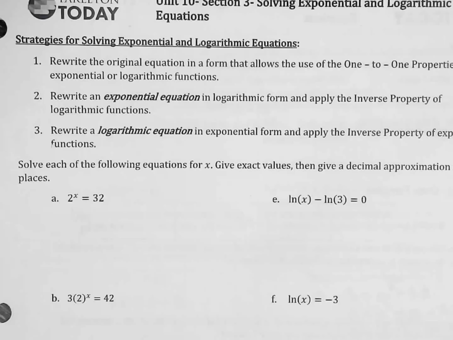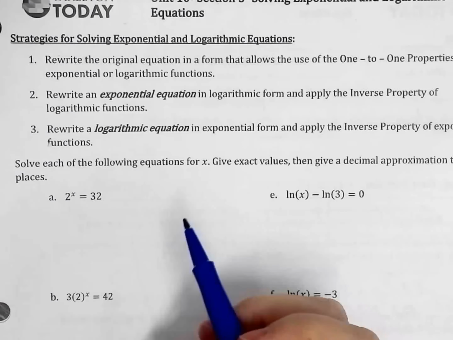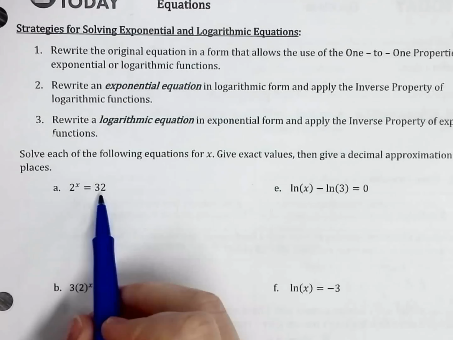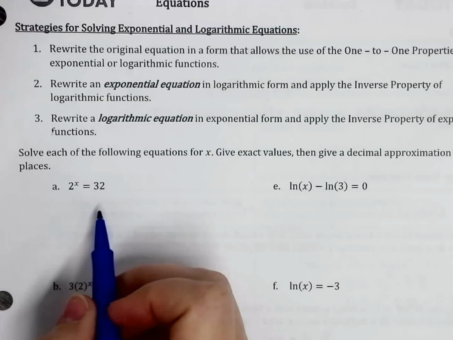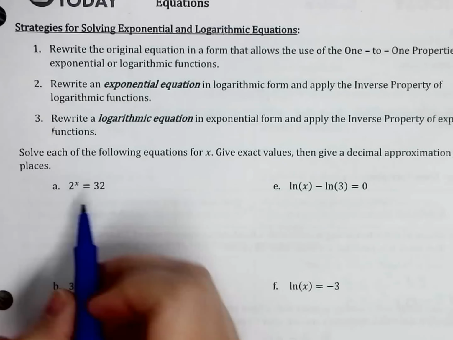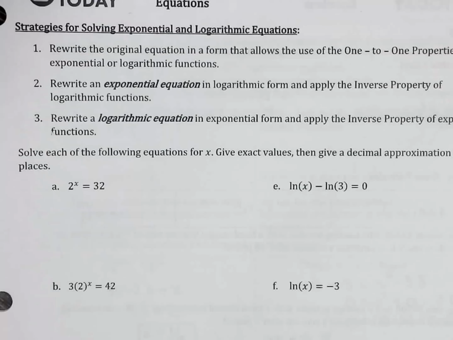So we need to solve each of the following equations for x, give the exact values, then give a decimal approximation with 3 decimal places. Okay. So you can do this, the first one, in 2 different ways. I'm just going to multiply both sides by log base 2 so I can simplify this. If you want to do this by rewriting, 32 is 2 to the power of 5. That's fine too.